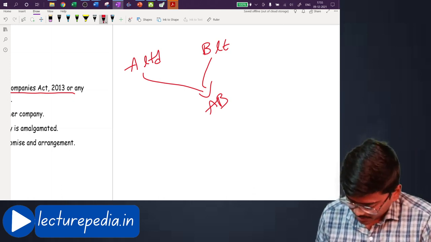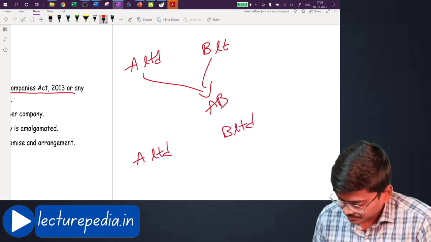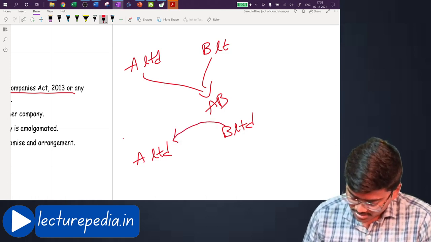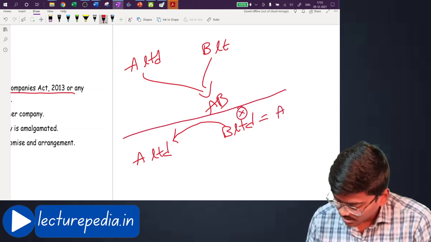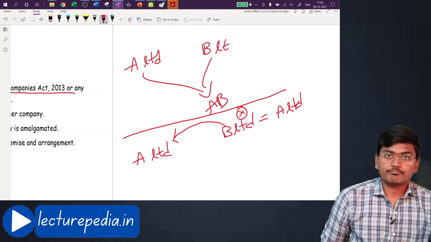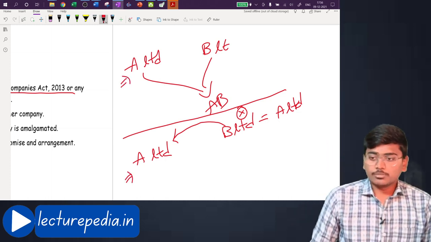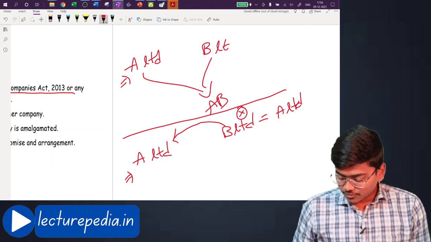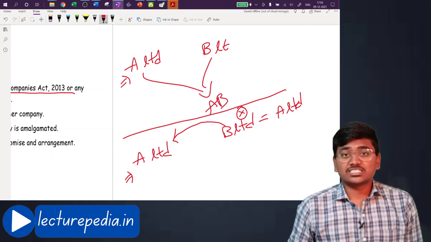This is one of the examples of amalgamation. Or it can also be that, let's say there is A Limited and B Limited. Now A Limited is purchasing B Limited. Once the amalgamation is completed, there will be no B Limited. This results in only A Limited. In this case A Limited is absorbing B Limited. Amalgamation can be of these two types. Now in this case, which companies are called transferor companies and which companies are known as transferee companies?